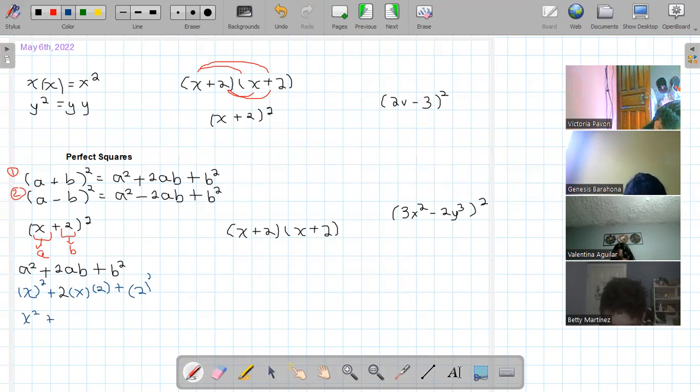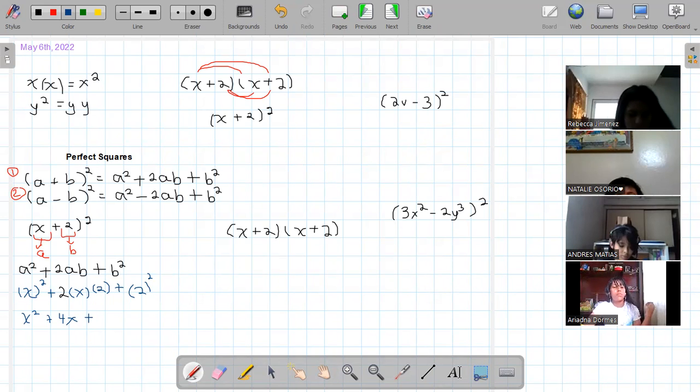Now, as you can see, I have a multiplication between 2x and 2. So I multiply the numbers, 2 times 2, 4, and I multiply it times x, so 4x. Plus, how much is 2 squared? 4. 4, very good. And that is my final answer. And that is using the formula.